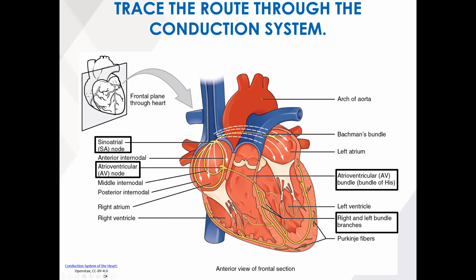Yep, bundle branches, perfect. And then the bundle branches are going to stretch far out into the ventricular myocytes as Purkinje fibers, right? And that's how we're going to tell the ventricles that it's their time to contract.